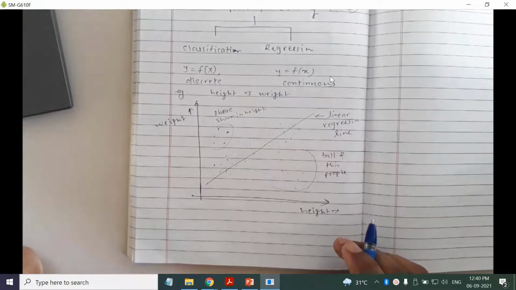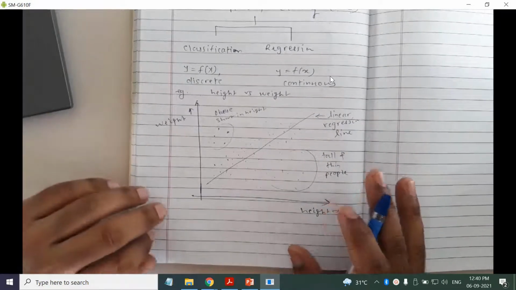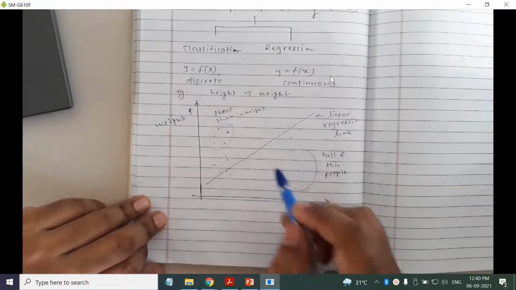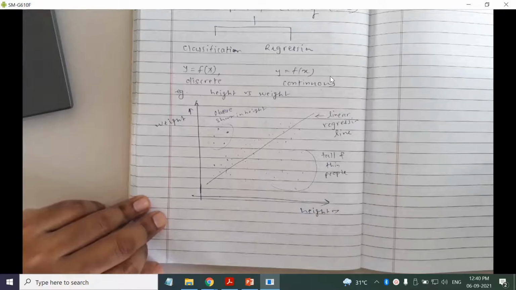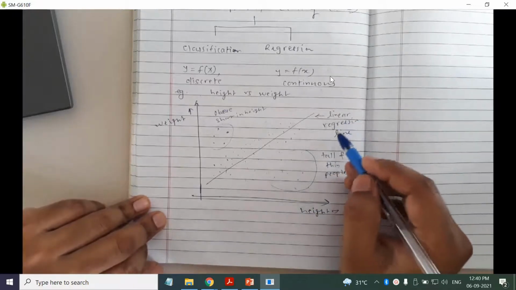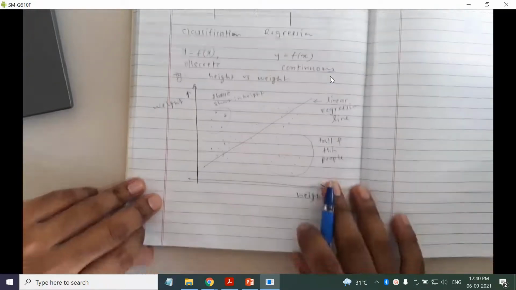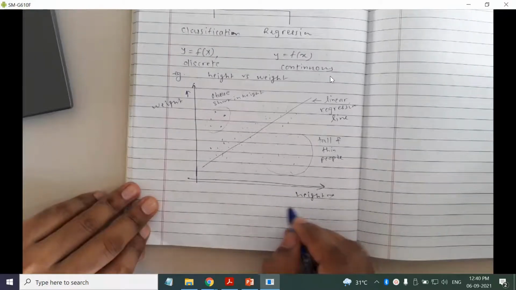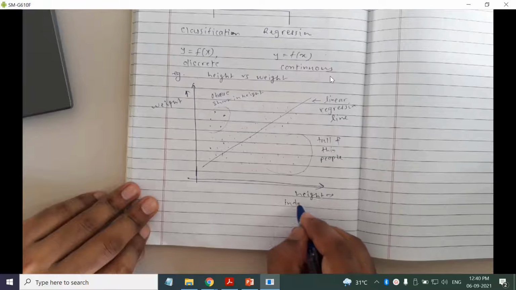Getting the example, right? Okay, so that was my population, and we have a regression line now. So see, this height is the independent variable.